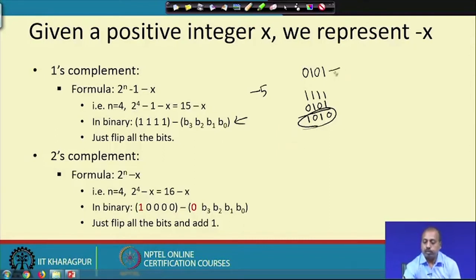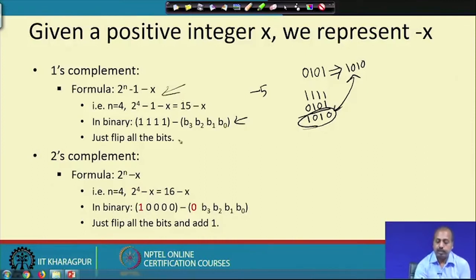So, if you take 1's complement of this, all the bits are flipped. So, you get 1 0 1 0. So, you see that these two are same, these two are same. So, this is same as flipping all the bits. So, this is the mathematics. We have to take 2 power n minus 1 minus x, but ultimately it boils down to a very simple step, we just flip all the bits.